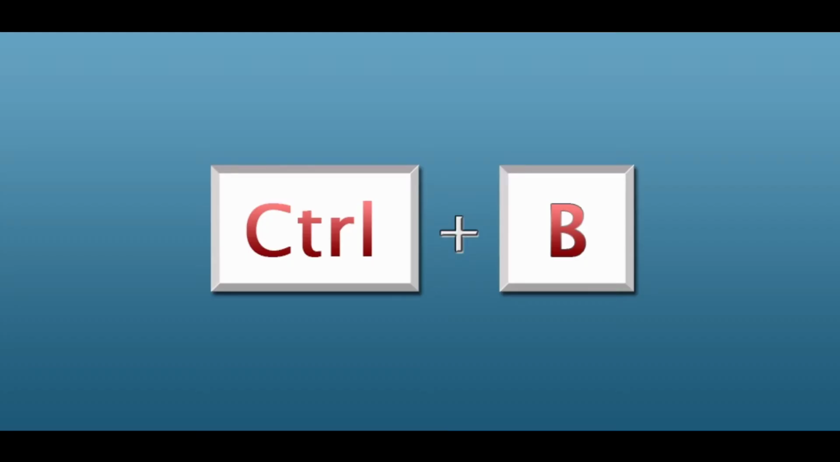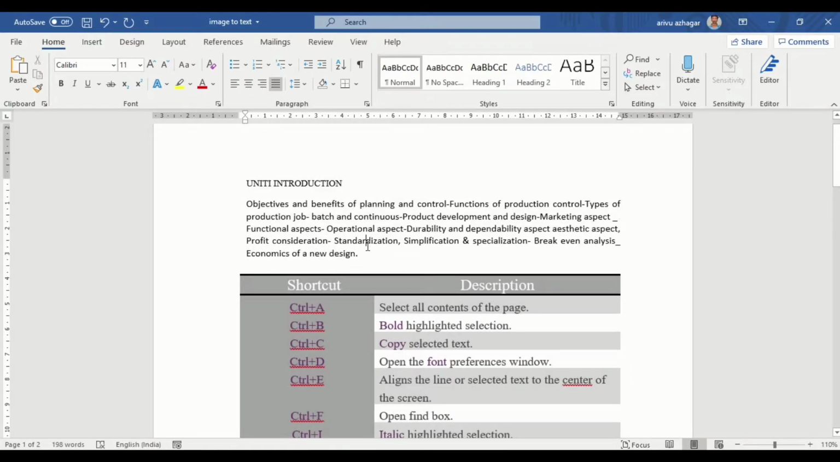Next, Ctrl plus B. It is used to make the selected content bold. Generally we select the text and click the bold option in the font, and it will be bold. For that, click Ctrl plus B, and it will be bold automatically.